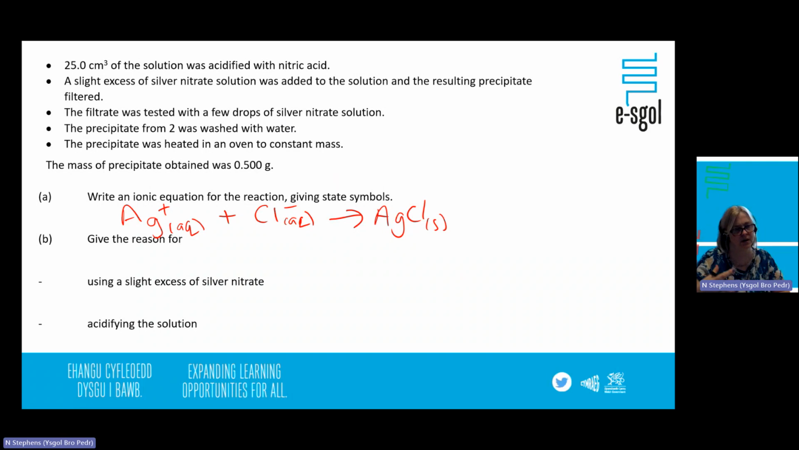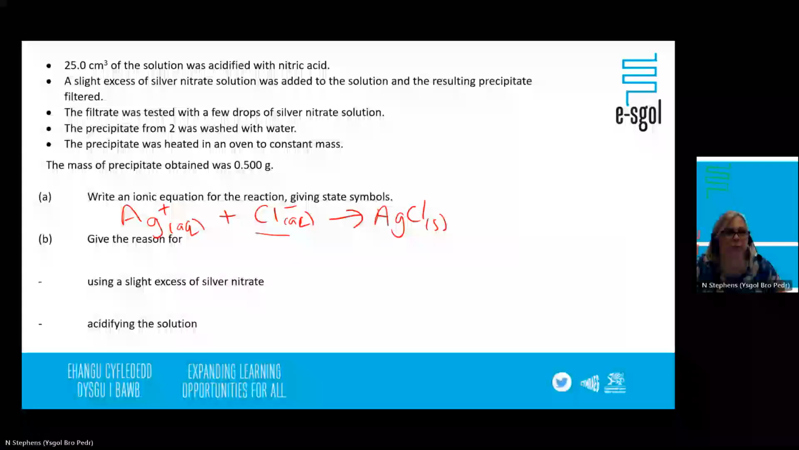If you've got the excess of the silver, then you know that it will precipitate all of that silver chloride out, and therefore there are no further ions present. So you've precipitated all the chloride out. That's the reason for going excess. Okay, why would you acidify the solution? Well, the main purpose of acidifying it is to make sure that you have no other silver products, really. So it's to stop any further silver salts being precipitated out. That's the purpose of acidifying it.